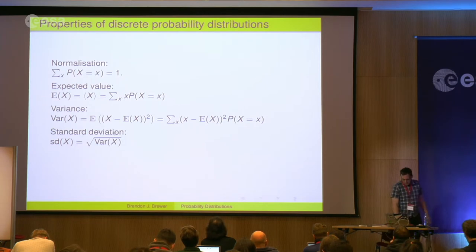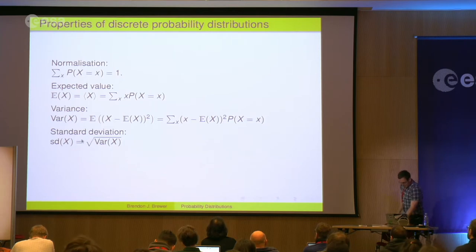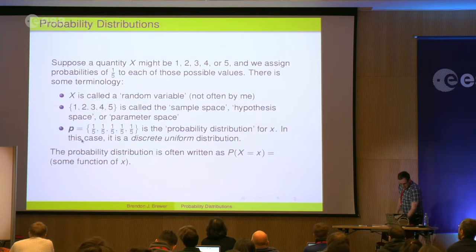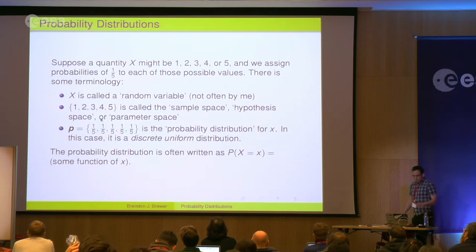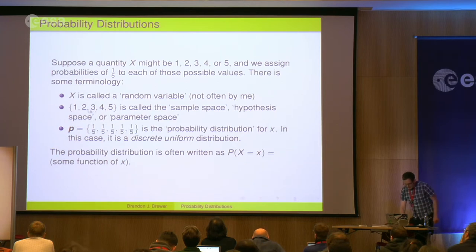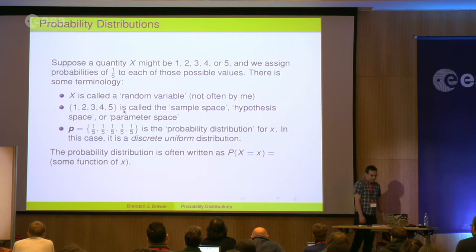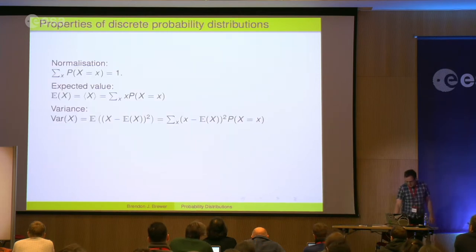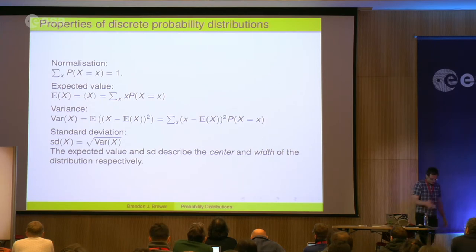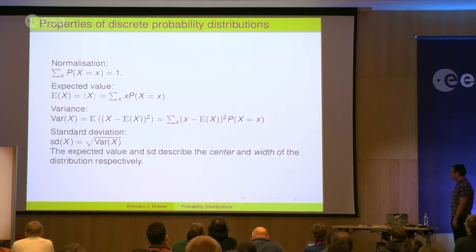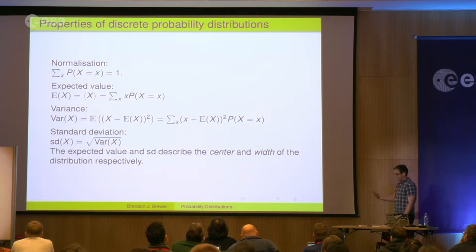It's just mathematically more annoying because it's got the square root in the definition. So standard deviation is just the square root of the variance, and that just puts the units of the variance back into the units of the random variable itself. I'm not sure what the actual value is in this case, but it'd be something like of order 1. So basically, saying that x is something like 3 plus or minus 1 would be one way of thinking about what standard deviation means. So those are just two measures of the center and width of any distribution, and they pop up all over the place.